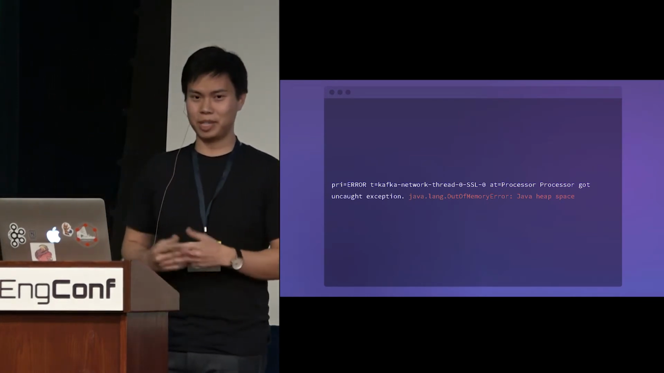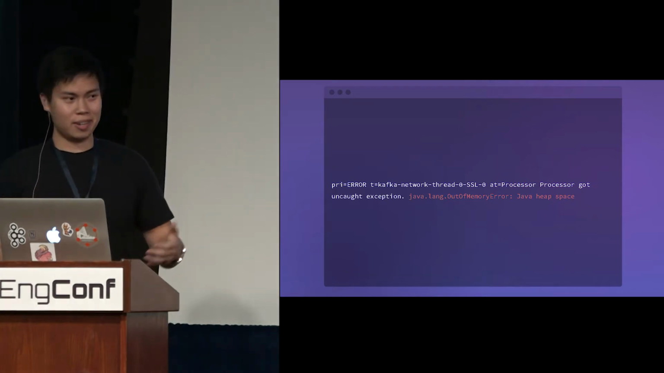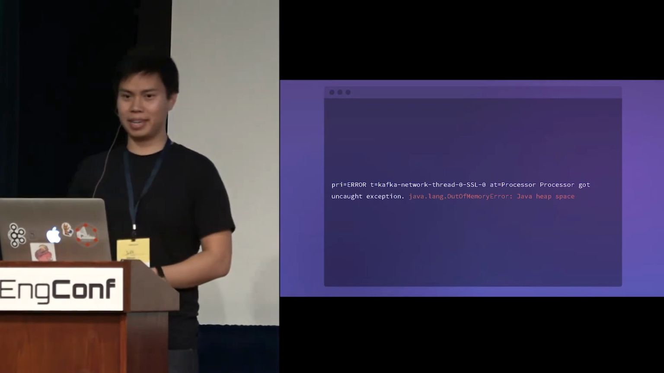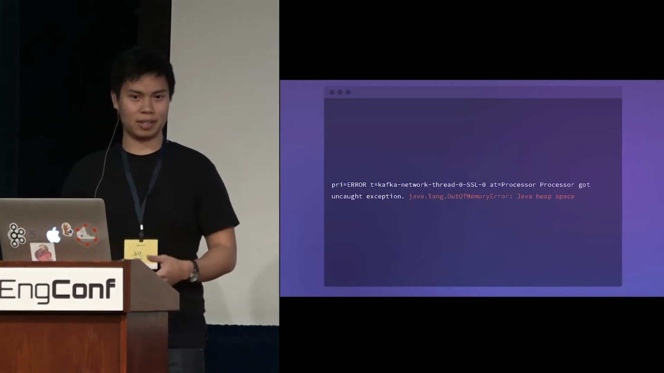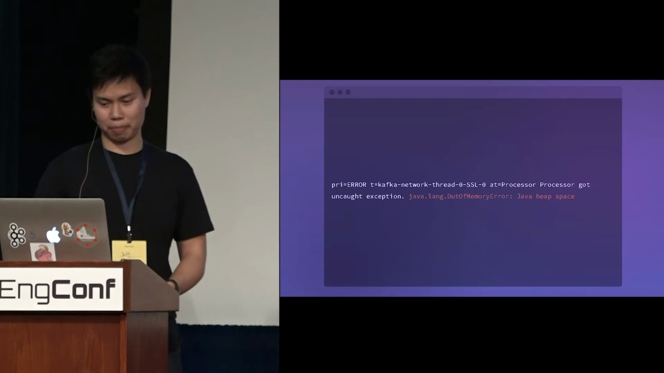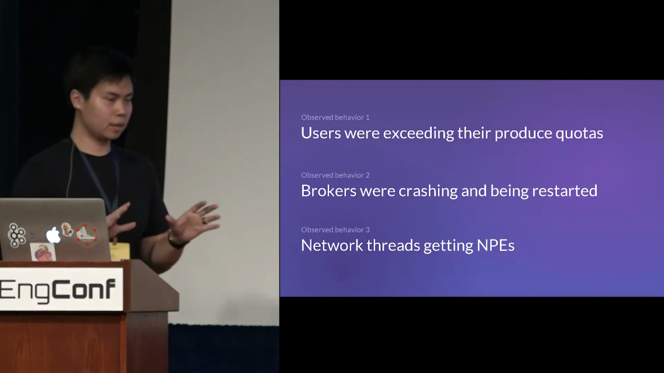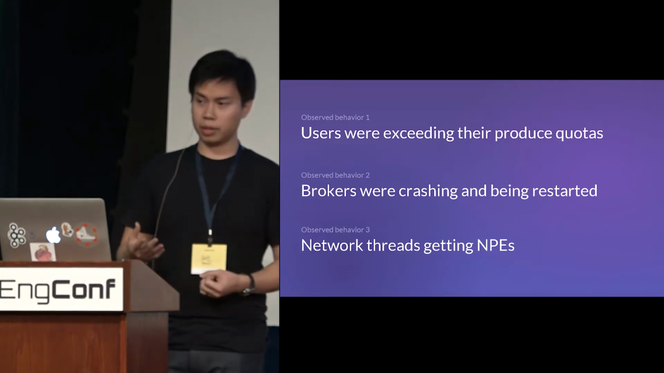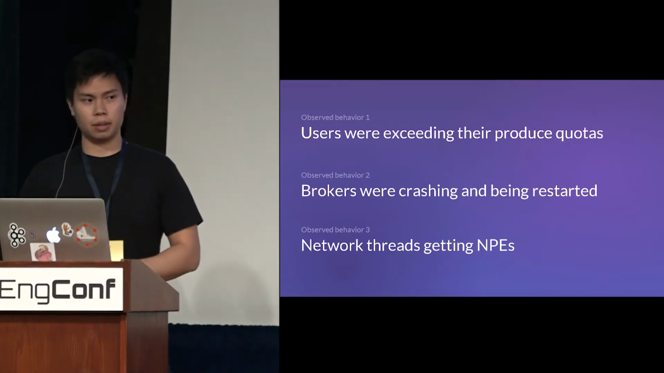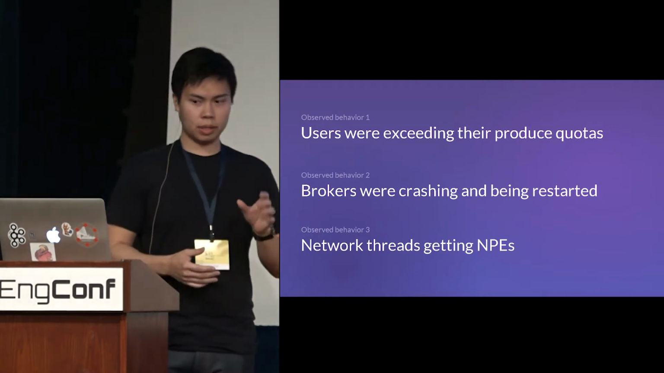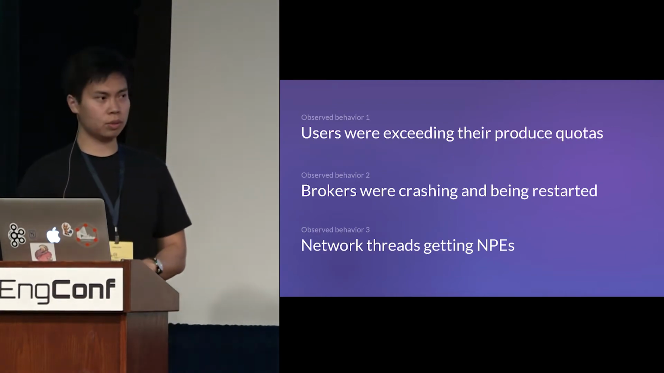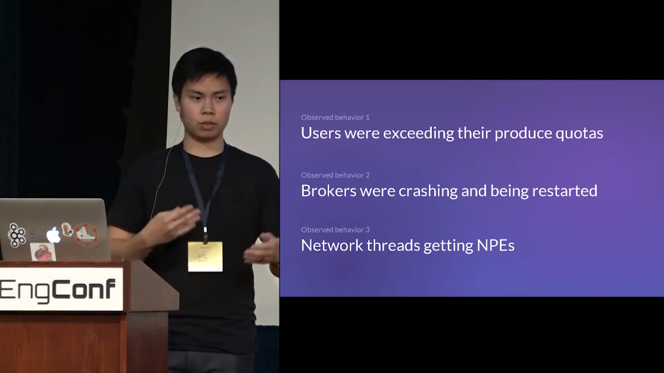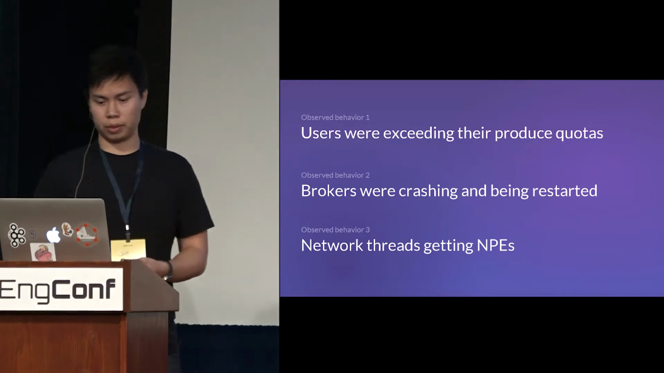Out-of-memory error, Java heap space. As you can see here, you can guess what's happening. There was some gradual growth in heap that grew out of control and eventually exhausted all of the on-heap memory. So hang on here. Let's take a step back and look at the symptoms. Brokers were crashing and being restarted on a regular basis. The reason for this was most likely users exceeding their produce quotas, because we were getting a heap problem and because Kafka uses a traffic shaping mechanism to enforce quotas.